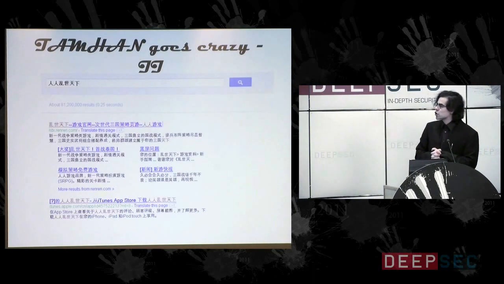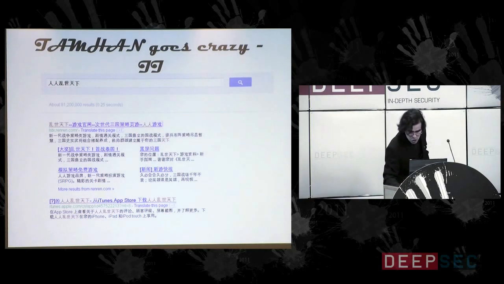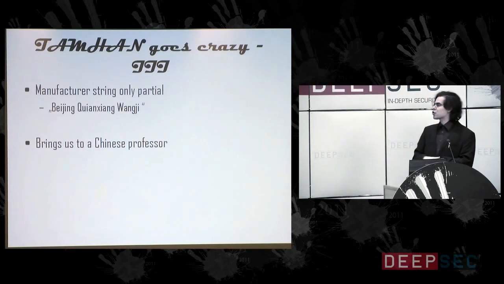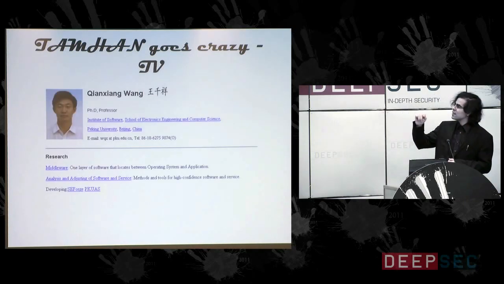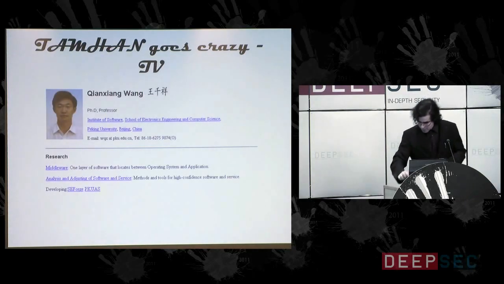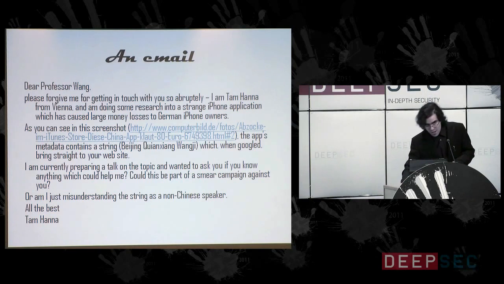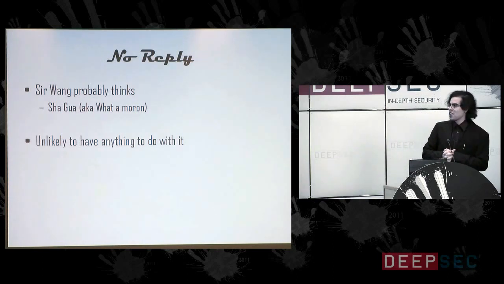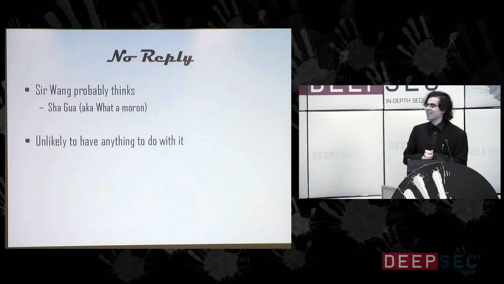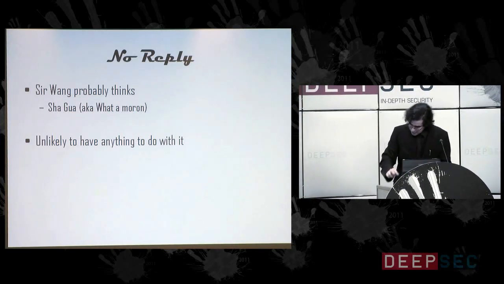And I Googled it, and I saw this. A company called Renren is peddling the application. And the manufacturer string was only given partially by the Spiegel, but it sounded like Beijing Guangxiang Wangji. And this, when I Googled it, it brings me to this poor fellow. I sent him an email asking him, my dear friend, could you tell me more? And he thought, this guy is cha gua, which means as much as a fucking idiot. It's the only word I know in Chinese. So he has nothing to do with it, probably.